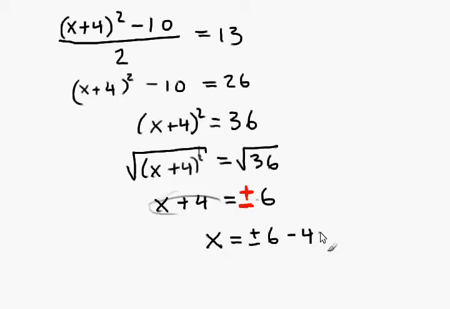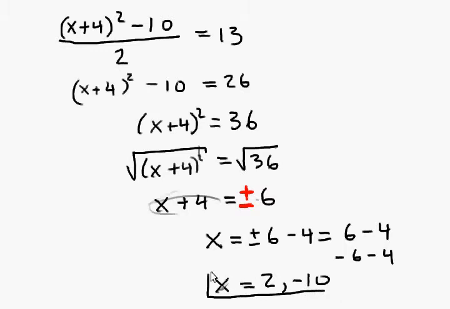Plus or minus 6, that represents a positive 6 and a negative 6. So I can simplify this out. 6 minus 4 is 2. Negative 6 minus 4 is a negative 10. So we have two integers as our solutions.